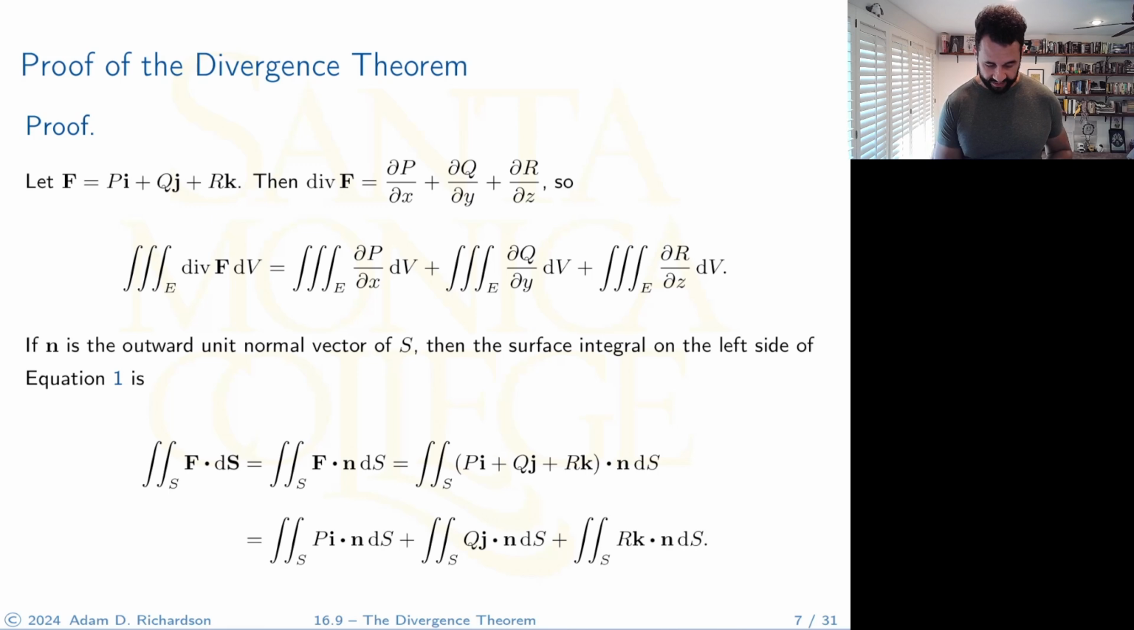If n is the outward unit normal vector of our surface S, then the surface integral on the left side of the divergence theorem looks like this. We can write it in terms of dS right here. Because F has this standard form, we can compute this dot product. Then, using linearity of the double integral, we can split this up into three separate double integrals, 1, 2, 3. So we have an expression for this surface integral, and an expression for this triple integral, broken up into three pieces.